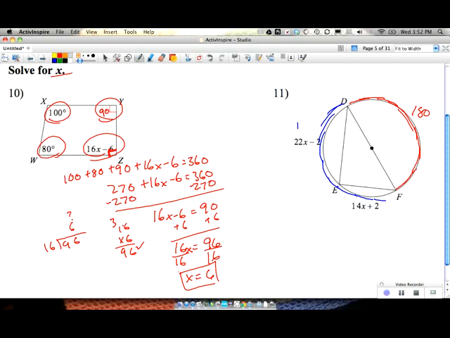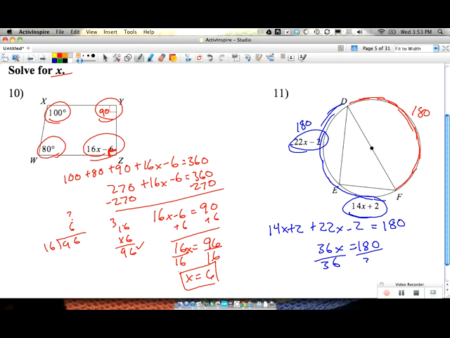That means that this expression with 22x minus 2 and the other one, 14x plus 2, if I put those together, I get the total half circle. So that's going to give me 180 degrees. So I have 14x plus 22x, that's 36x. We've got plus 2 minus 2, that's actually 0. So 36x equals 180 degrees. Divide both sides by 36, and x is going to be equal to 5. 180 over 36 is equal to 5.